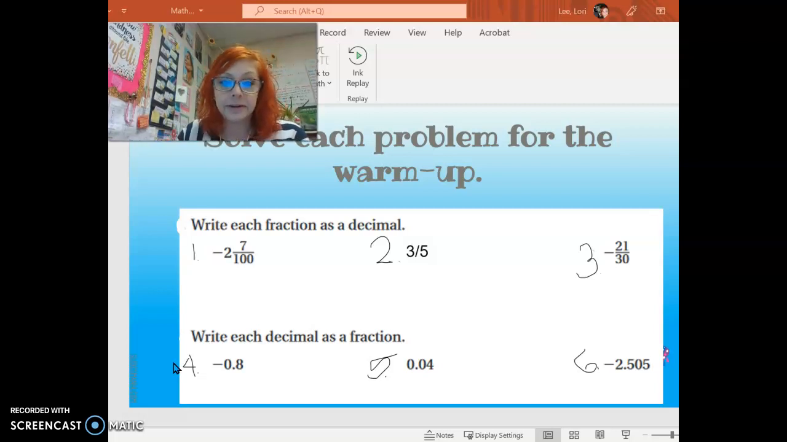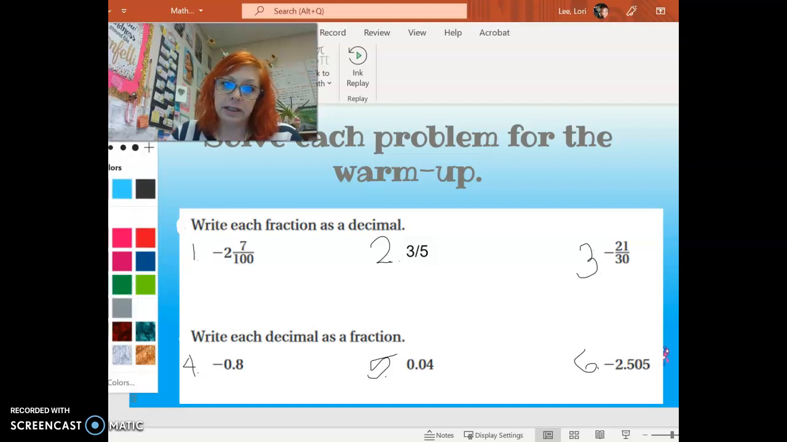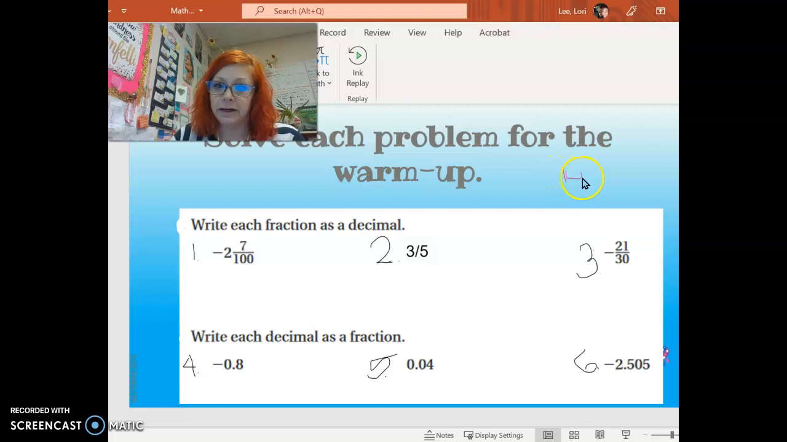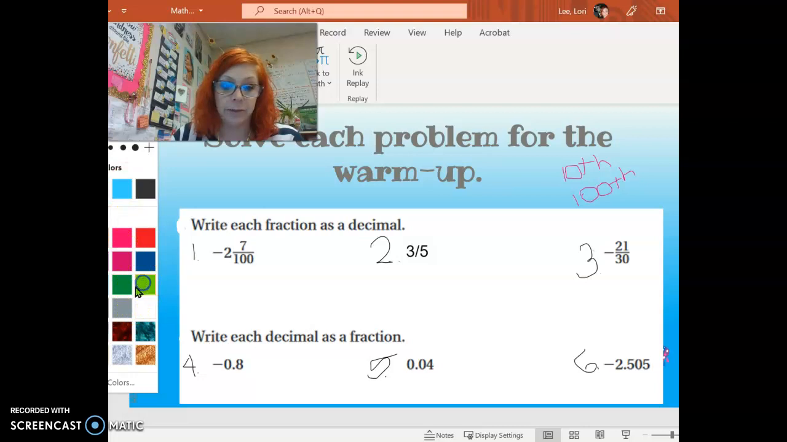All right, so if you don't remember, the key to changing a fraction to a decimal or a decimal to a fraction is to make it either a tenth or a 100th, okay? And when you're changing fractions into decimals, the best thing to do, believe it or not, is just read it out loud, and that's really going to help you to see how to write it.